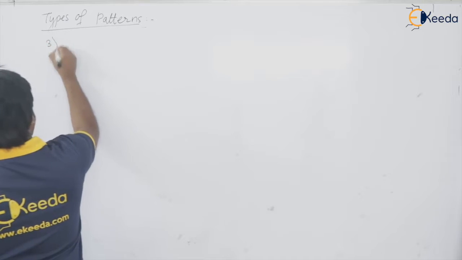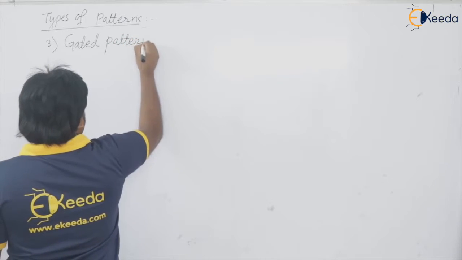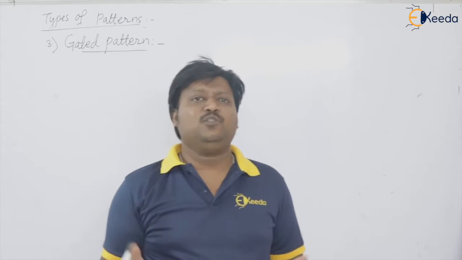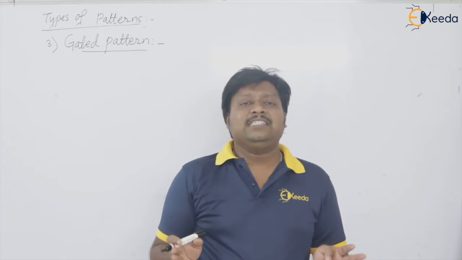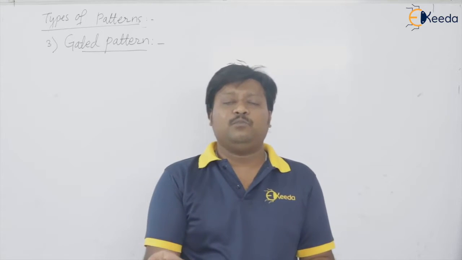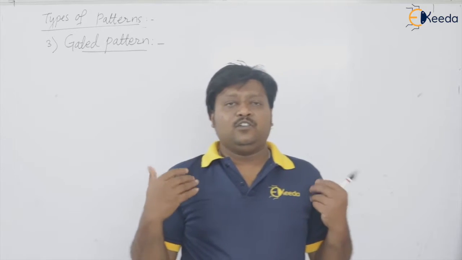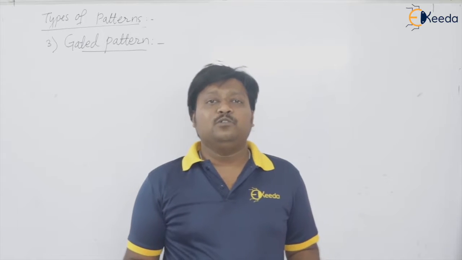The next type of pattern we are having is the gated pattern. So what is a gated pattern? This is again the extension of the simple pattern that we showed in the first type. The only thing is that the gating and risering system is attached to this pattern, so that the mold maker need not cut the gating or risering system by hand. Definitely the mold maker's production rate is going to increase.